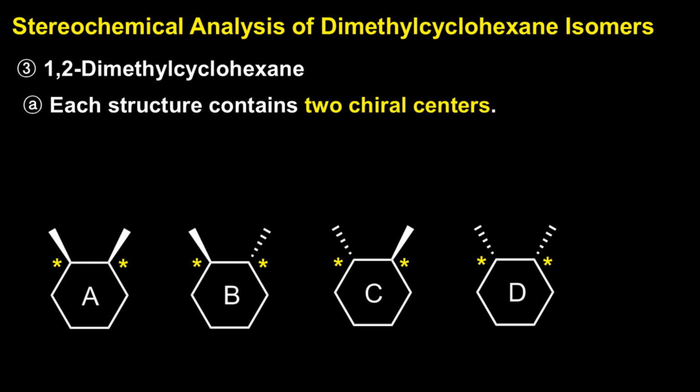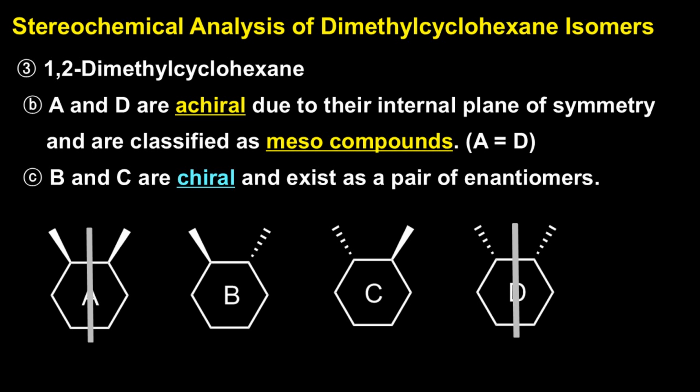Every stereoisomer of 1,2-dimethylcyclohexane has two chiral centers, but again, not all of them are actually chiral. Some of the structures have an internal plane of symmetry which makes them achiral, even though they have chiral centers. Structures A and D fall into that category. They both have chiral centers, but because of symmetry, they're superimposable on their mirror images. So they're considered meso compounds, and in fact, A and D are identical to each other.